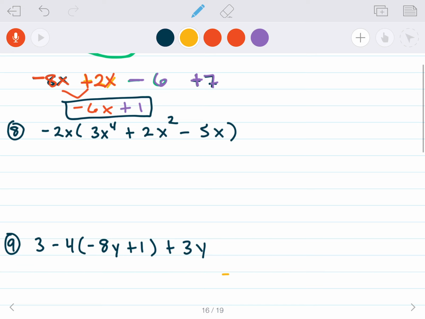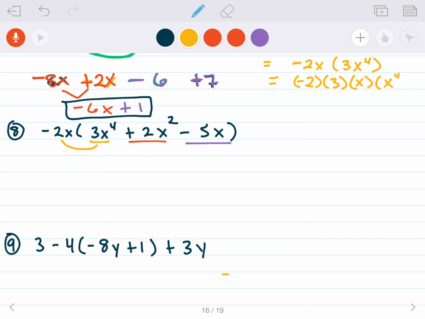All right, let's do the next one. So we have 3 terms in here, this one, and this one. And so for the yellow, I'll do it off to the side so you guys can see. I have negative 2x times 3x to the 4th. And to make sense of this, you can use the fact that in multiplication, you can switch the order. So what this really means is negative 2 times 3. I can write the numbers next to each other. And then x times x to the 4th. Now, negative 2 times 3 is negative 6.